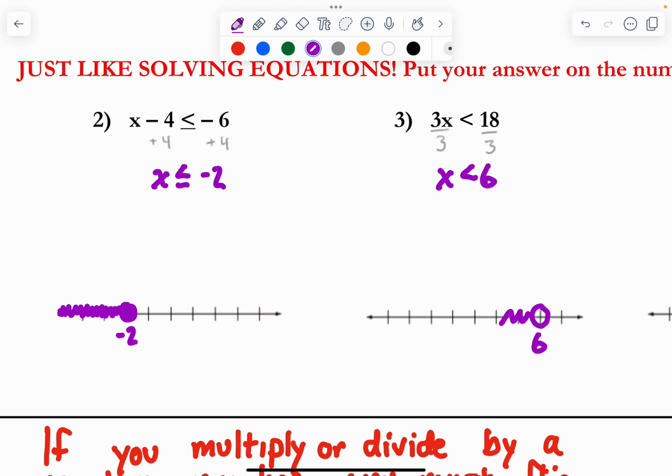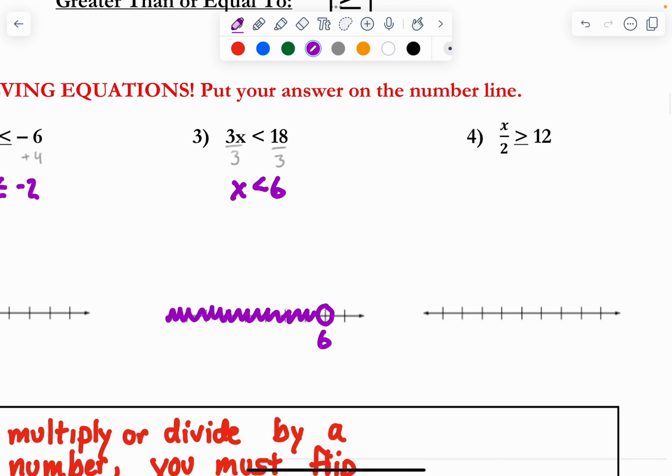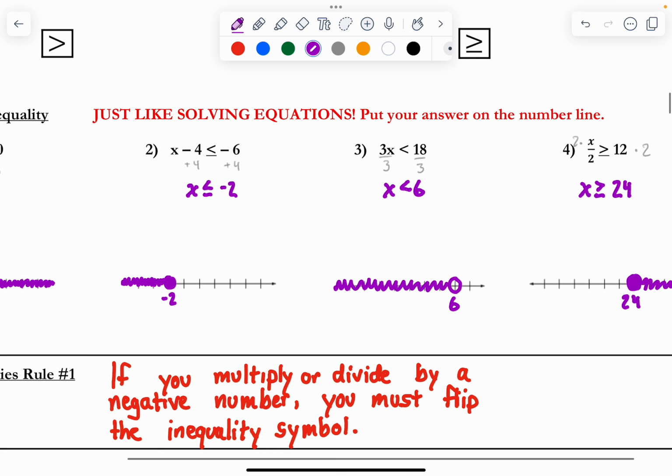And then when we get to the end, instead of having a solution, we have this set of solutions, right? All the numbers less than 6. Here, we're dividing by 2, so we're just going to multiply both sides by 2. Just be careful on this one. And again, that inequality stays the same. We're greater than or equal to 24. It doesn't matter if that's a pretty big number. We can graph that wherever we want. All right, so we're just using our basic algebra skills.